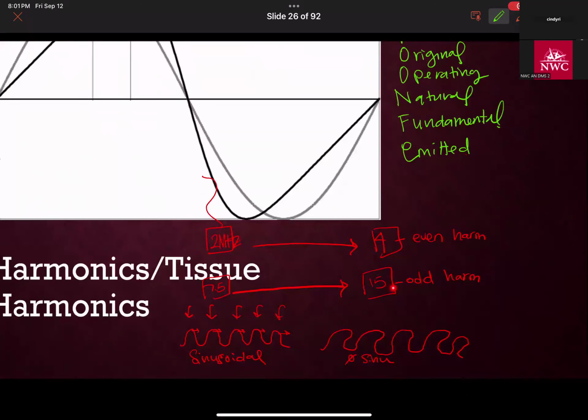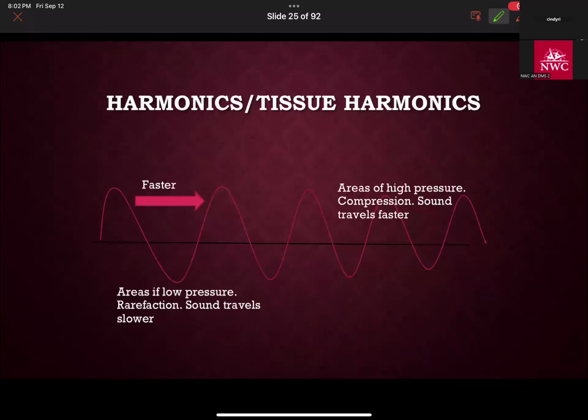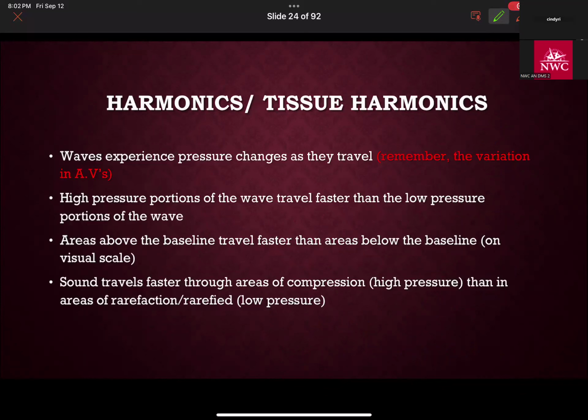The new frequency is not going to be called RONFEE. It's going to be called even and odd harmonics, harmonic harmonics, tissue harmonics. In some way, shape, or form, it's going to be called harmonics. And you always have to know that rule that the frequency always doubles. And this is some information here on harmonics and how it is affected by the high pressure portions of a wave.